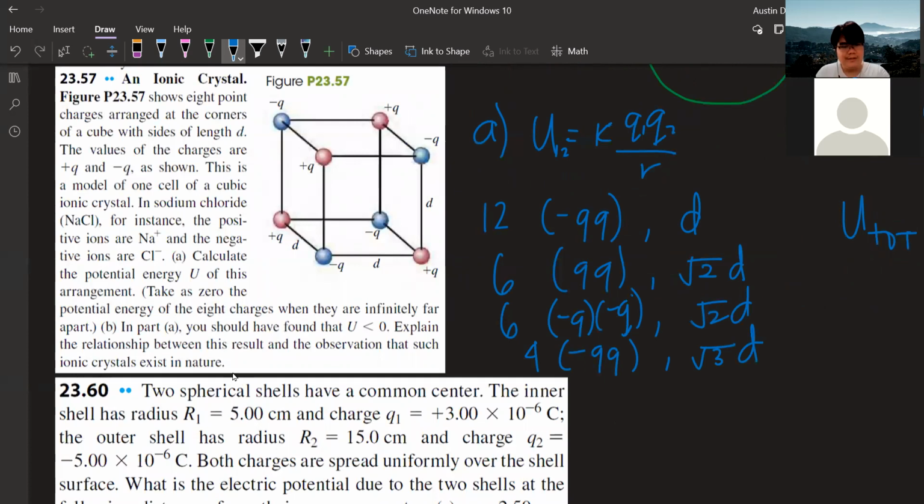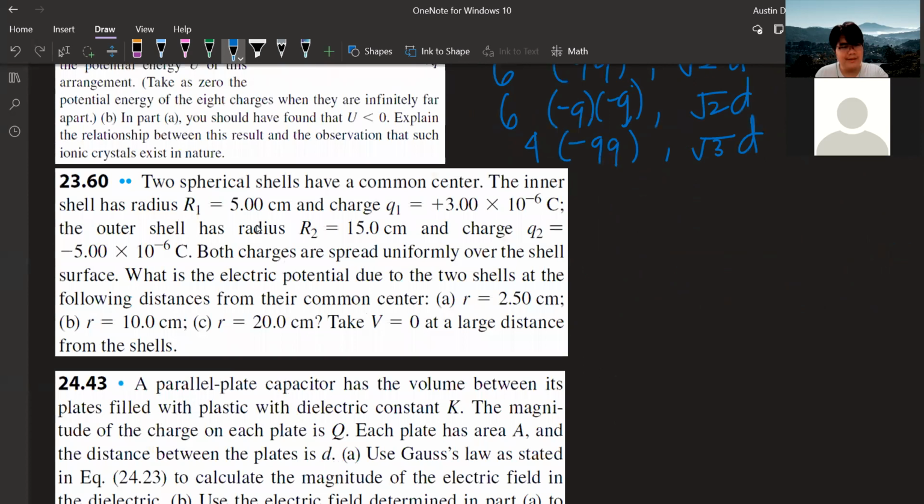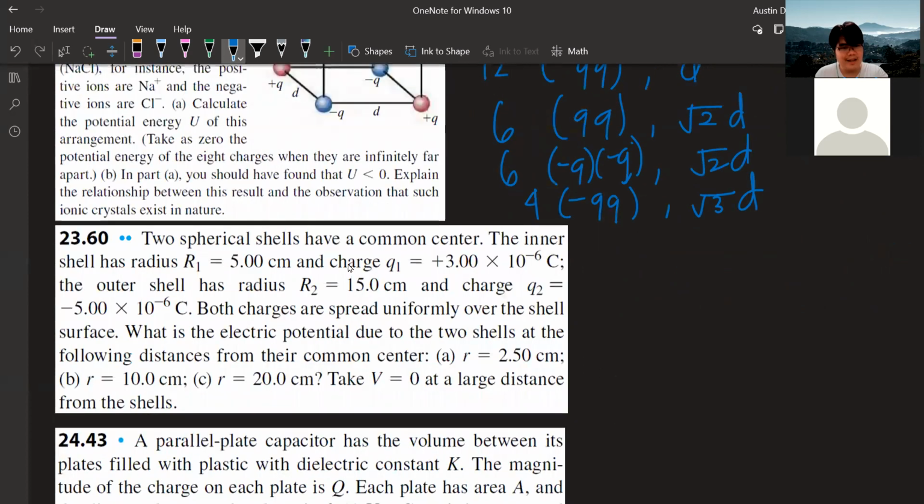Let's have another one. Meron pa tayong tatlo. Two spherical shells have a common center. The inner shell has a radius, ang pangit naman ito, naka-centimeters, R1, which is 5 centimeters. And then the charge accompanied by that spherical shell is 3 microcoulombs. The outer shell has a radius 15 centimeters and charge negative 5 microcoulombs.